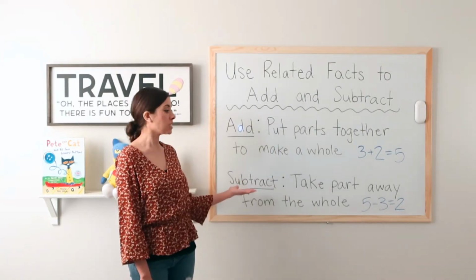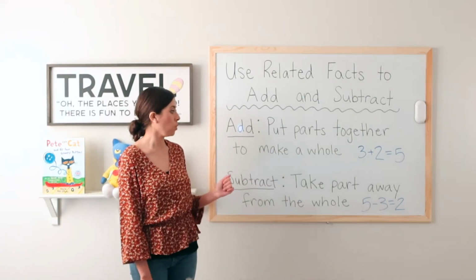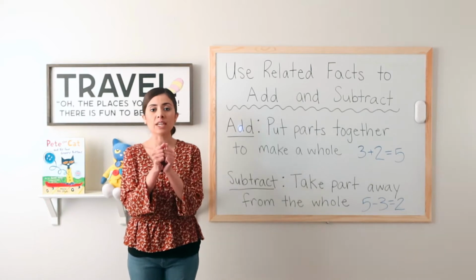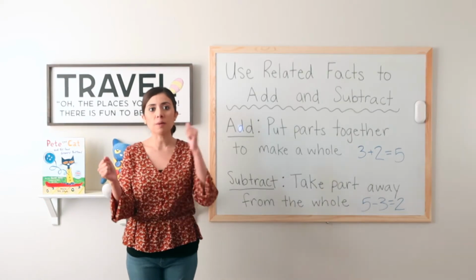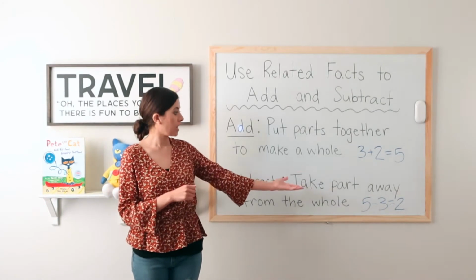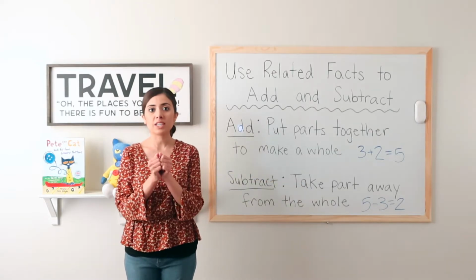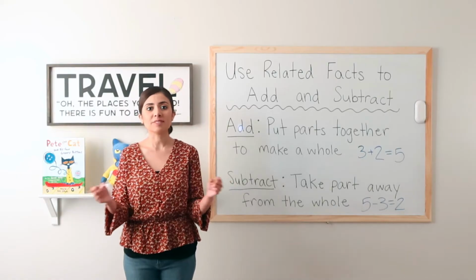Subtract. Subtract is to take part away from the whole. So I have a whole and I separate it into part. Here I had 5 and I separated it into 3 and 2.